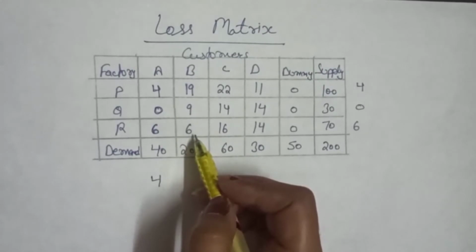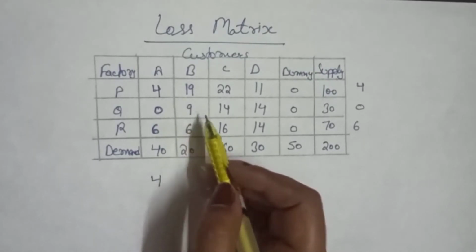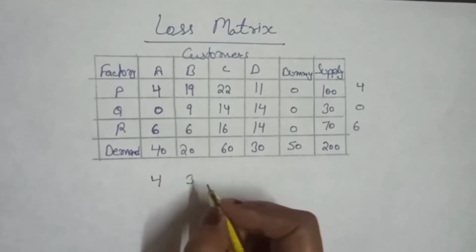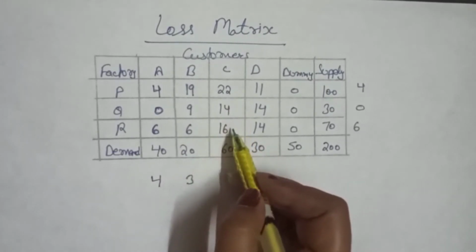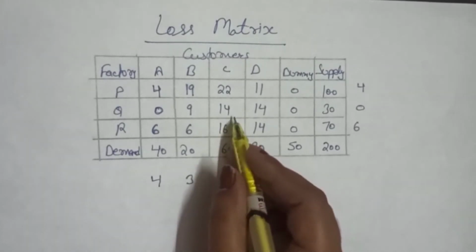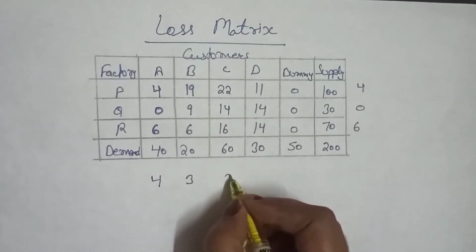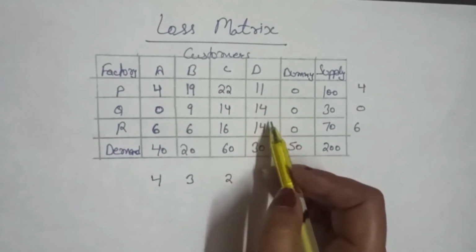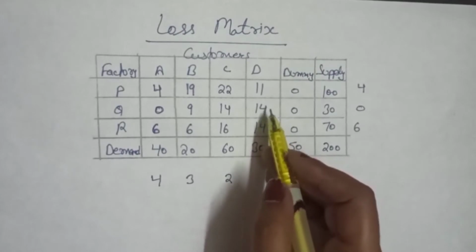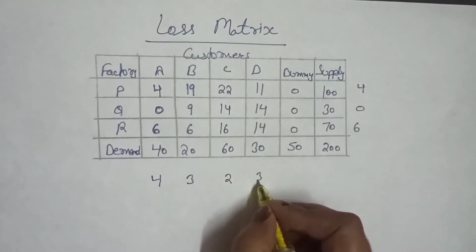Our least value is 6 and next least value is 9, and the difference of 9 and 6 is 3. Our least value in this column is 14 and next least value is 16. The difference of 16 and 14 is 2. Our least value in this column is 11 and next least value is 14. The difference of 14 and 11 is 3.